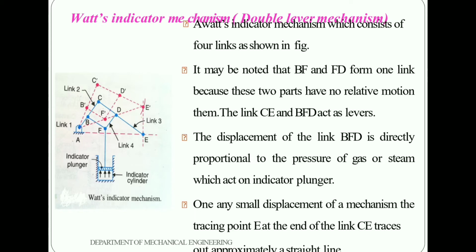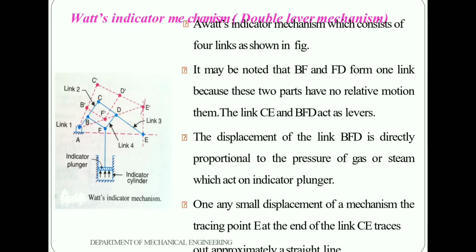As shown in the figure, the Watt indicator mechanism consists of 4 links. Link 4 is fixed, link 2 is ABC, link 3 is CDP, and link 1 is BDE. The links ABC and CDP act as levers, and due to this the mechanism is also known as the double lever, double rocker mechanism. The point E is connected to the piston of the indicator cylinder and the displacement of the point E.